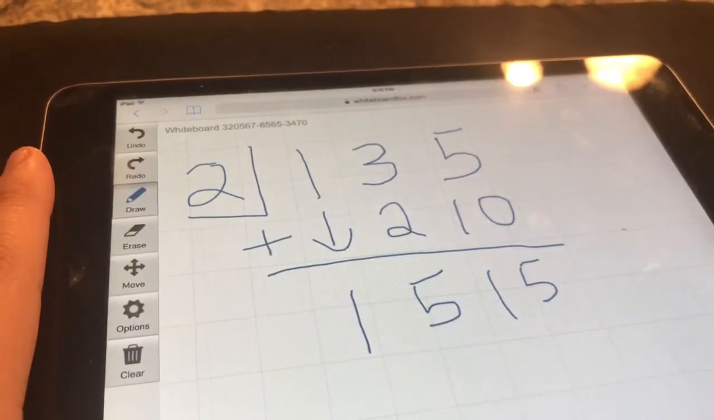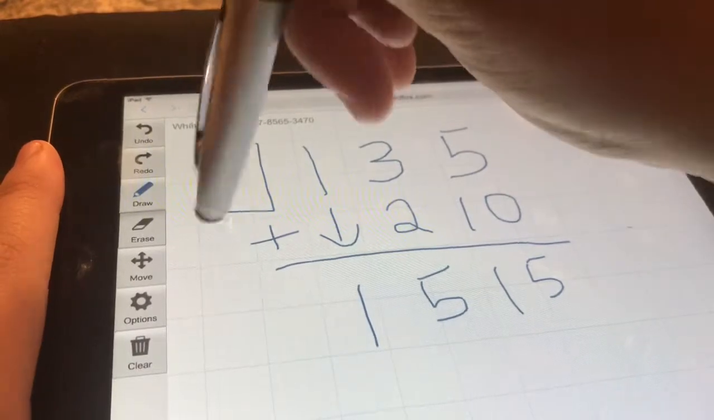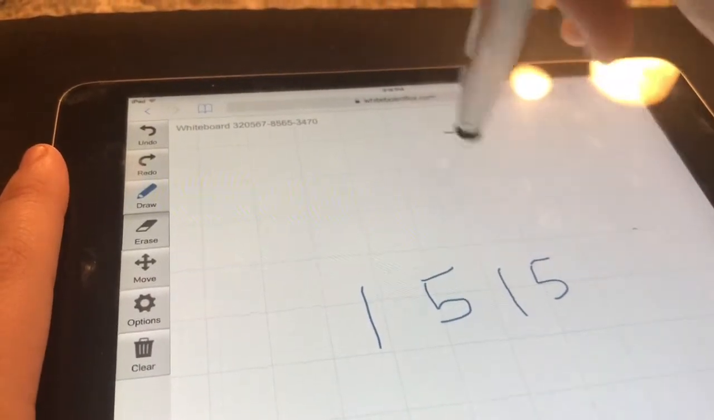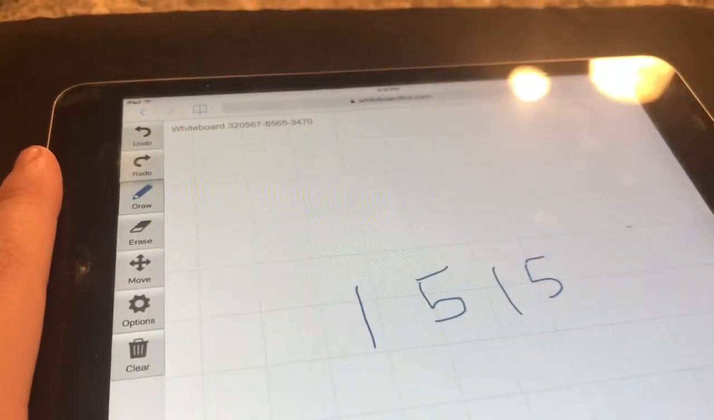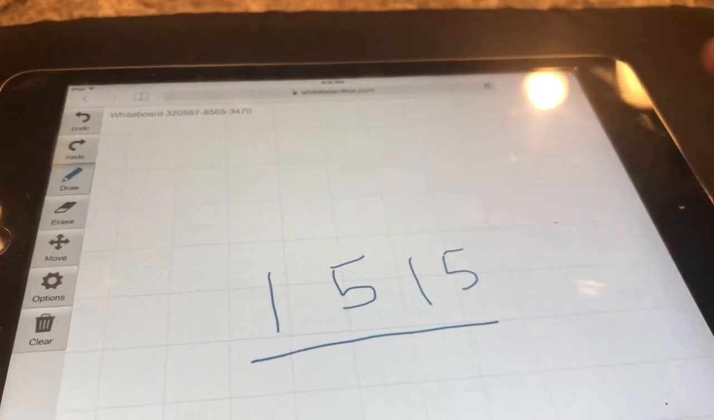So now you have these numbers. I'm just going to go ahead and erase all of this, and now we have these 3 numbers right here.